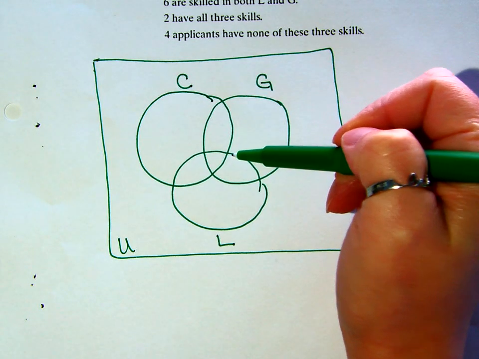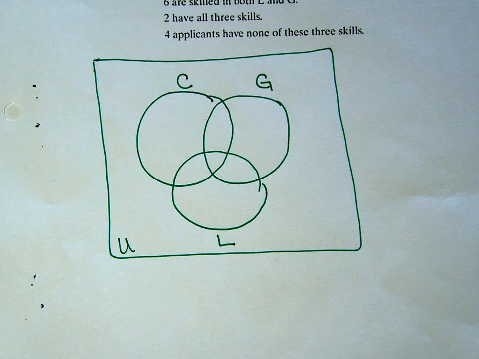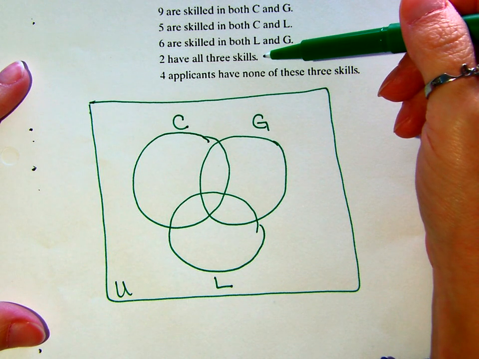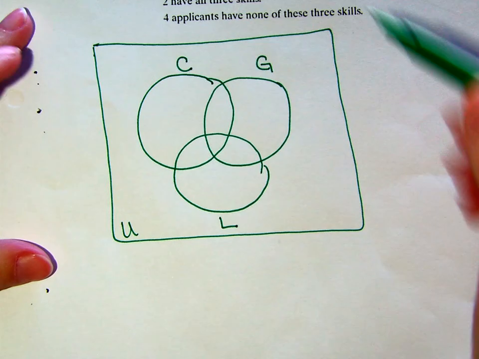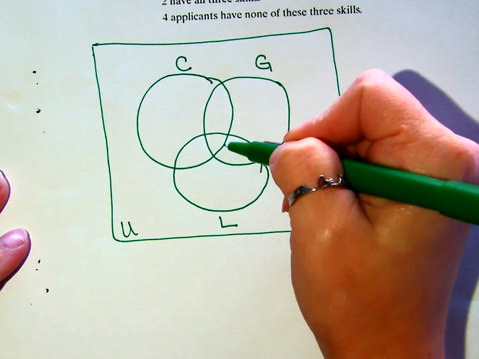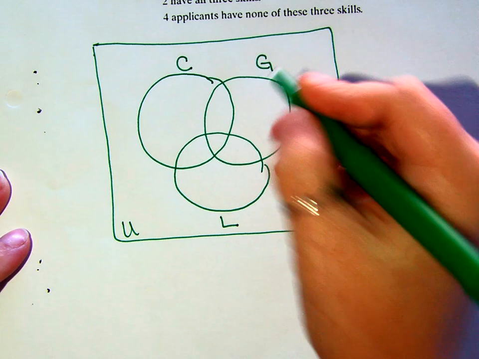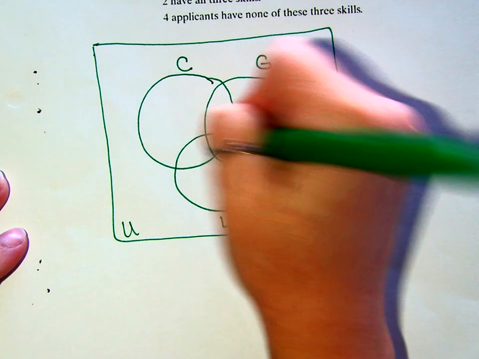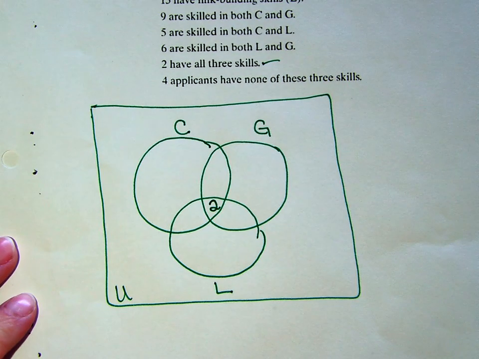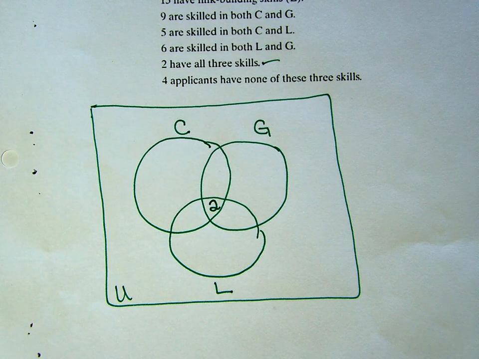So what I actually usually look for is, do they tell me how many have all three? Because then I can start at the middle and work out, and that's usually the easiest approach to filling in these Venn diagrams. They do tell me: 2 people have all 3 of the skills. So right here in the middle is where all 3 of my circles cross, where my C circle crosses my G and my L. So in here, I'm going to write the number 2. And then I have done that clue, and I keep track of what I've done so I know where I've put my numbers.